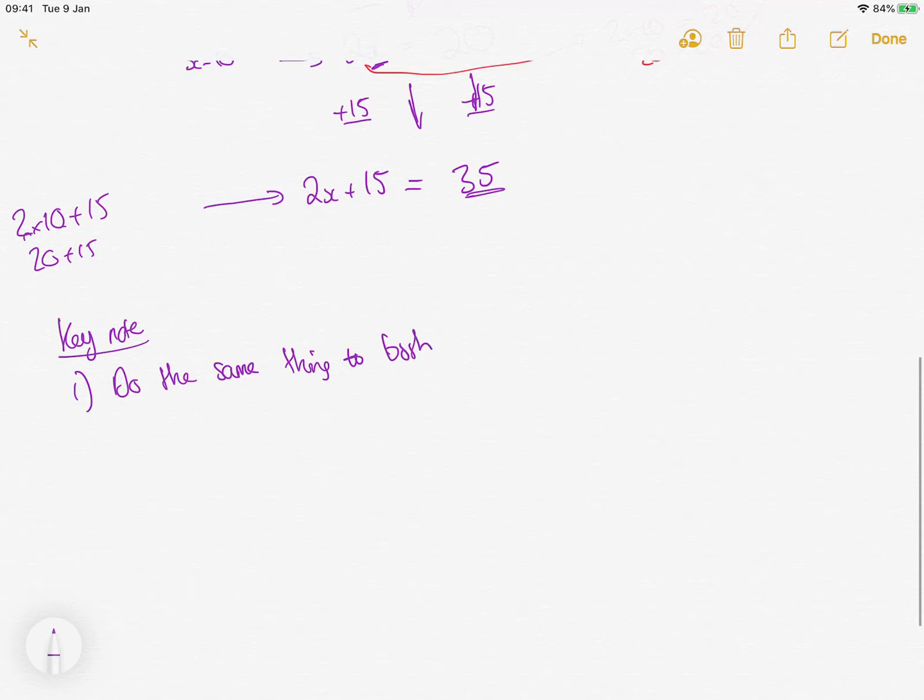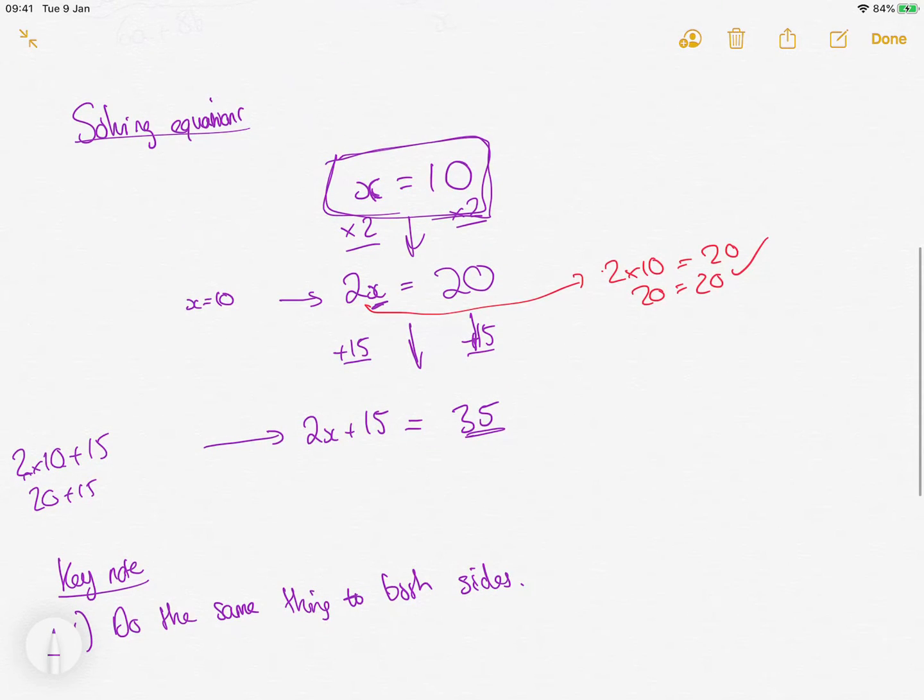So get this down in your book. And by both sides, I mean both sides of the equal sign. So I'd normally call this the left-hand side and this the right-hand side. And notice that I'm doing the same thing, timesing by 2. Then I'm adding 15.